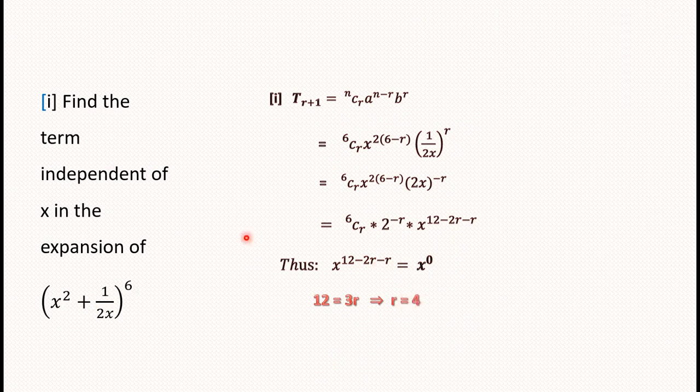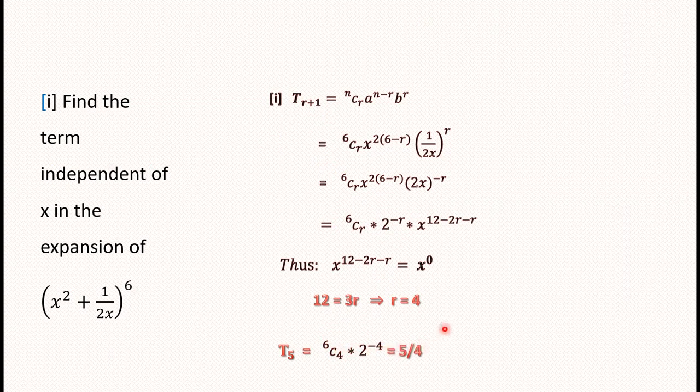Therefore, that term independent of x is going to be the r plus 1 term. Since our r is equal to 4, that term independent of x should be the 5th term. And that is going to be given by this part of the combination that we have here: 6 combination r times 2 to the power negative r. So you have 6 combination 4 times 2 to the power negative 4, which is 15 over 16.